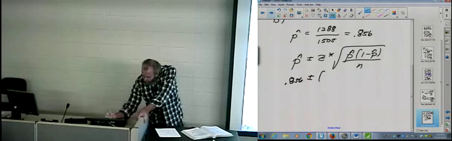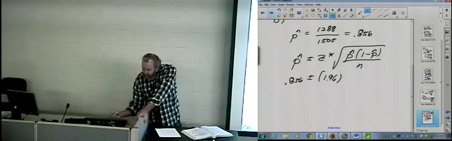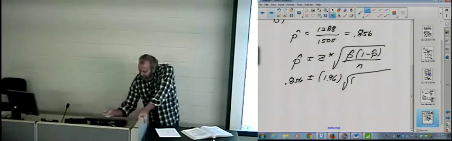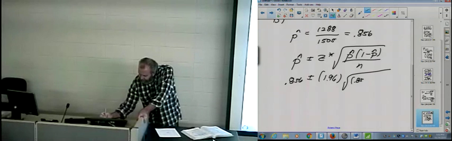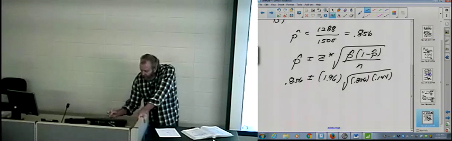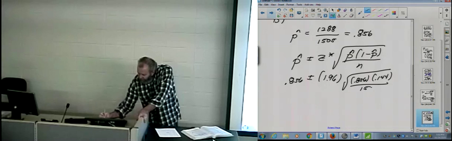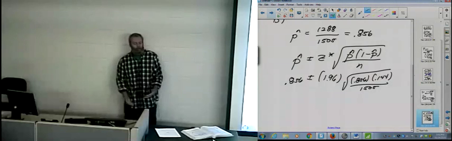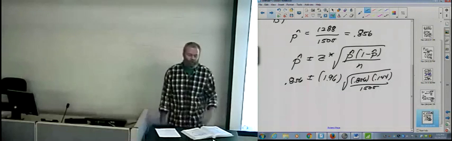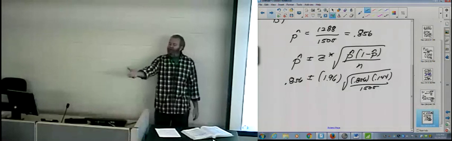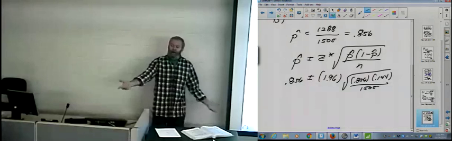plus or minus 1.96 square root. Now, I always do this. P-hat is 0.856. 1 minus that is 0.144. Your sample size here is 1505. All my numbers came from the problem. They didn't give me the sample proportion. They gave me the number that agreed, that said, here's the success. 1288. 1288 divided by 1505 is the 0.856, and I'm plugging it in everywhere.